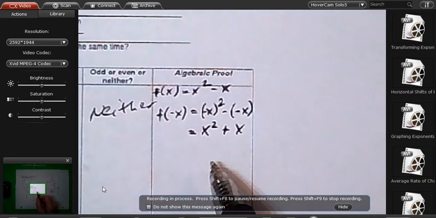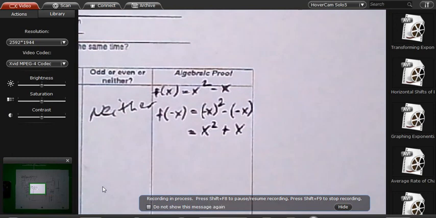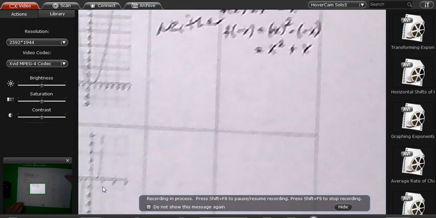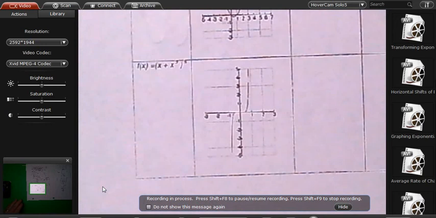If it's even, you're going to get exactly the same function that you started with. If it's odd, you're going to get exactly the opposite of the function you started with. If it's a little bit of both, it's neither. Okay, let's take a look at the next function. In this next function, we have parentheses x plus x cubed raised to the fifth.